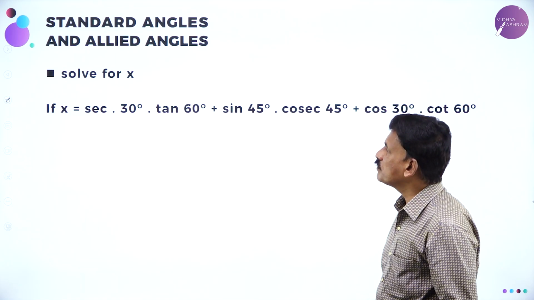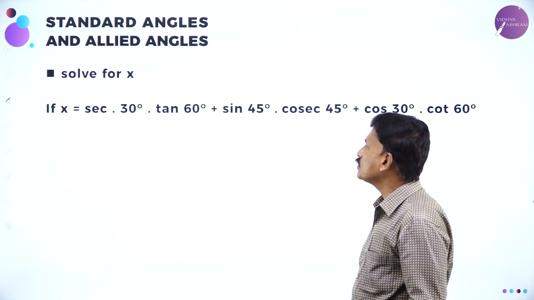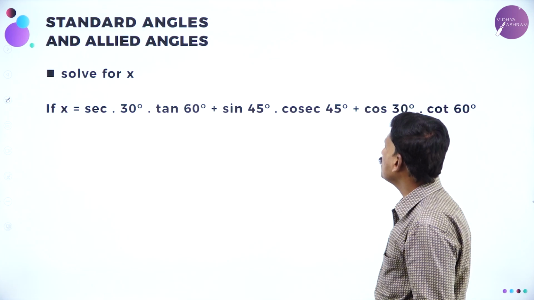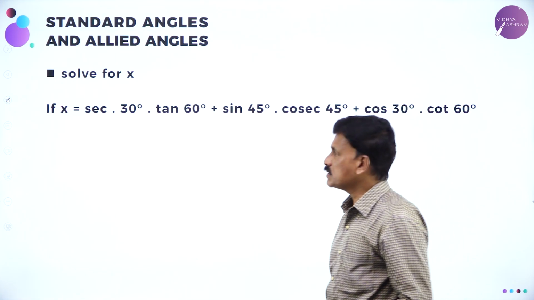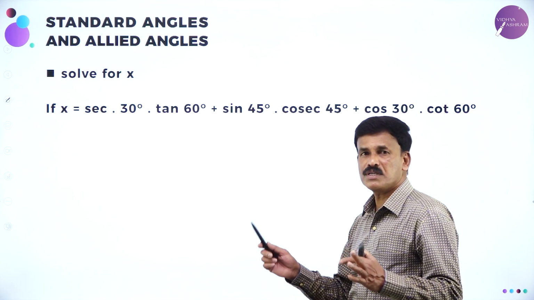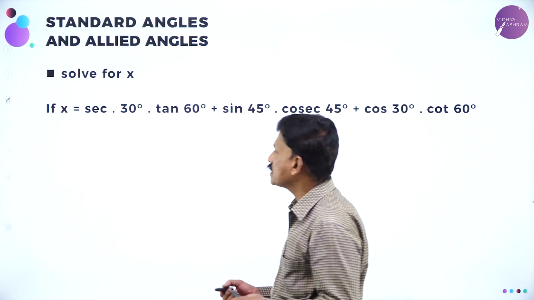Solve for x if x is equal to secant 30 into tan 60 plus sin 45 into cosecant 45 plus cos 30 into cot 60. Now, just substitute the values and simplify, straight away you will get the value of x.